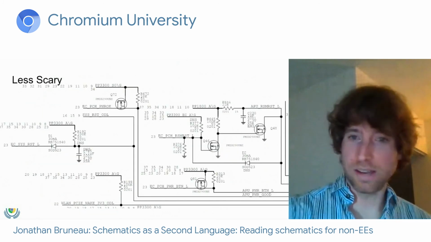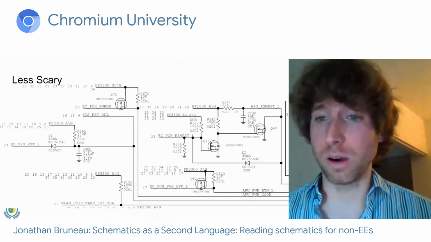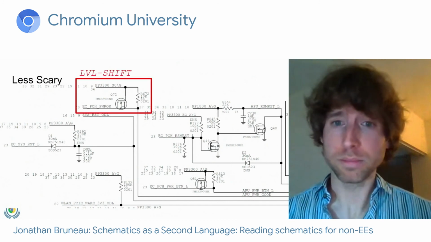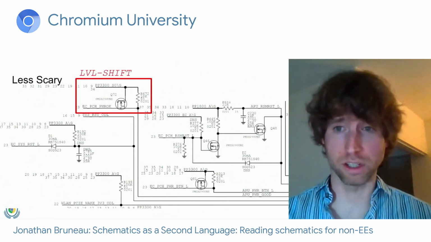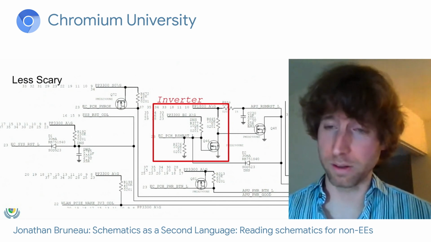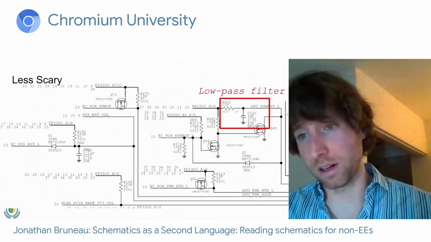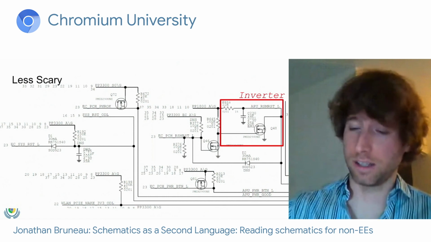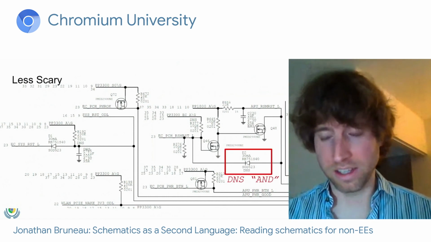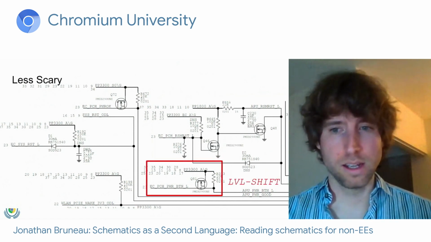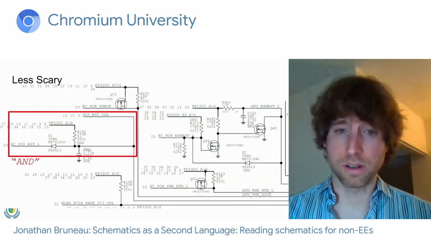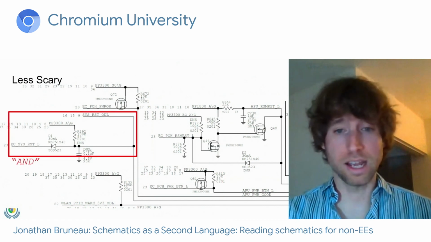So given this schematic now and all the things that we know, we can start breaking it down. Right? This is our level shifter we just talked about. This is the inverter. This is the low pass filter. And this low pass filter is connected to then an inverter. This is a non-stuffed AND gate. This is also a level shifter. And this is also an AND gate.